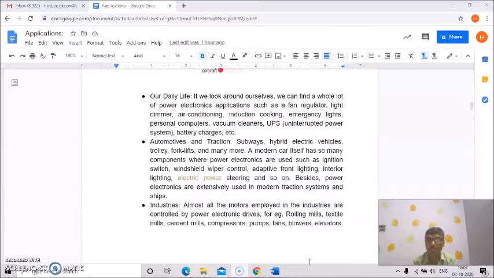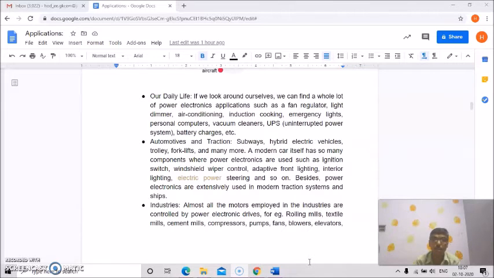A modern car itself has so many computer components. Power electronics are used, such as in the ignition switch, windshield wiper control, adaptive front lighting, interior lighting, electric power steering, and so on. Besides, power electronics are extensively used in modern traction systems and ships.